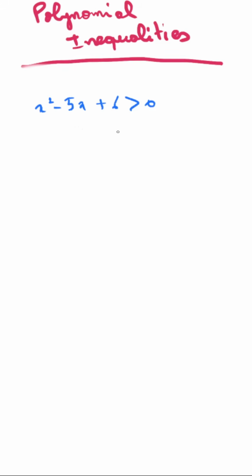So we need to find two numbers that if you multiply them will give me 6, and if we add them they will give me minus 5. Those two numbers are minus 2 and minus 3. So the factorization will come as (x minus 2)(x minus 3) is greater than or equal to 0.